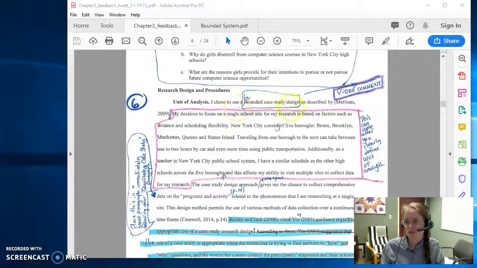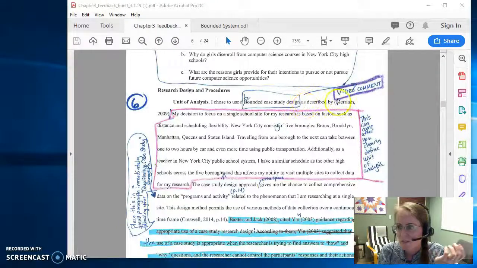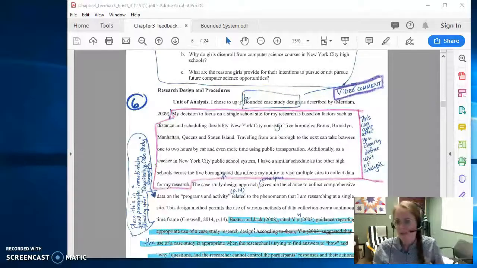The way you've expressed this first sentence is not quite right. You said, "I chose to use a bounded case study design as described by," and actually that citation isn't proper. You would just put Merriam right behind design, honestly. But case studies, by definition, use a bounded system, or a unit of analysis, that is your bounded system. So you need to tell us what that is.